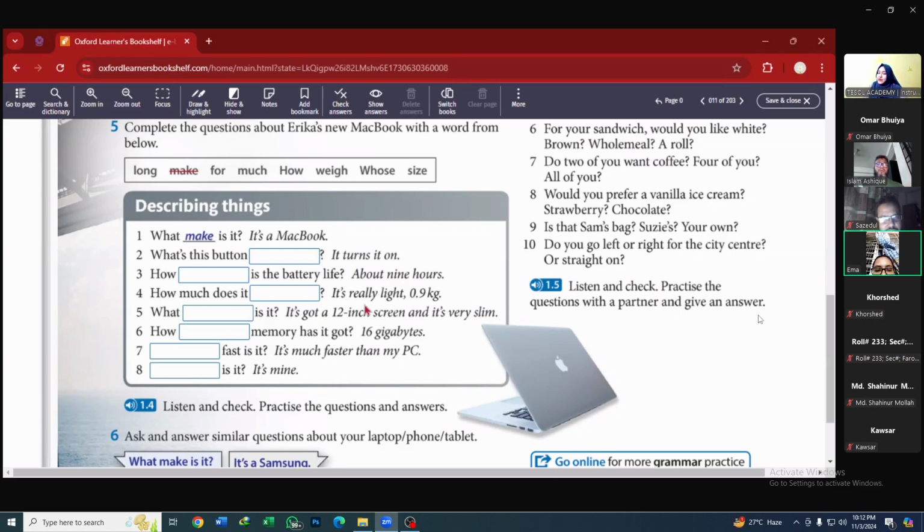Very good. What is the answer given? It's really light, 0.9 kg. Very good. Excellent. Okay, number 5, Mr. Farooq. Please answer number 5. Mr. Farooq? Answer 5. What size is it? Very good. What size is it and what is the answer?